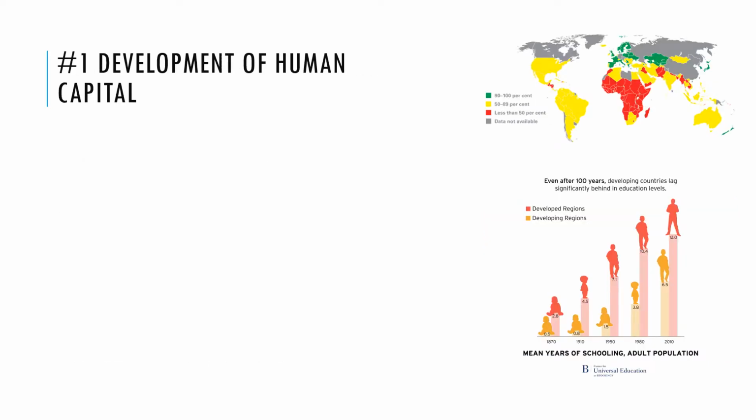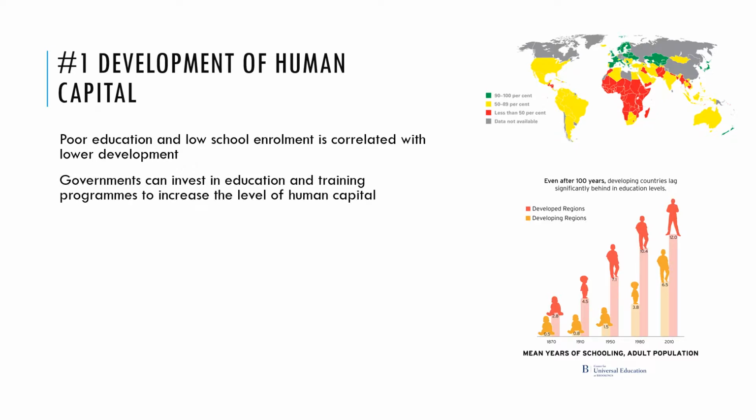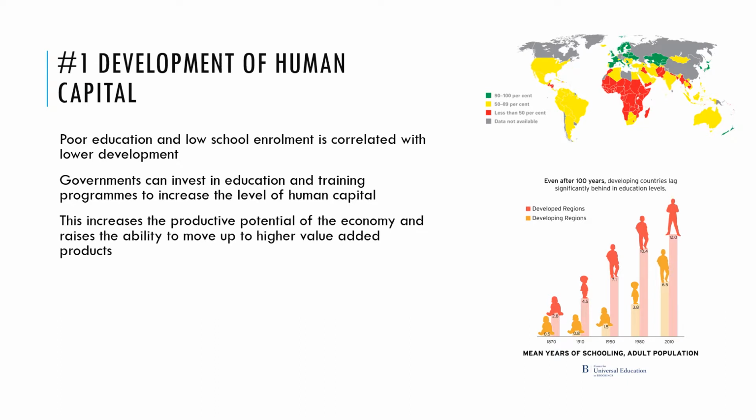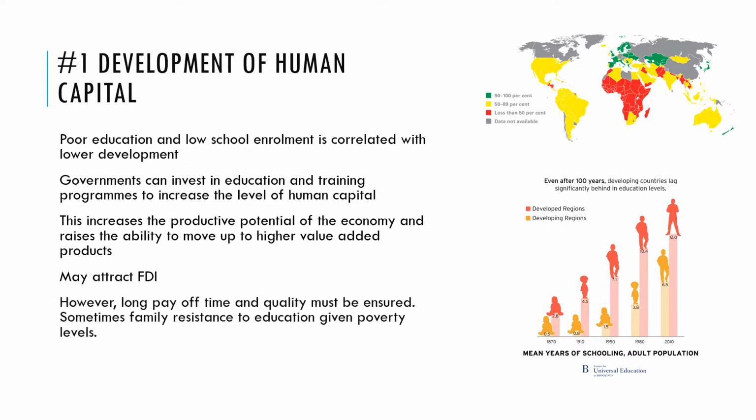So our first interventionist strategy is the development of human capital. Poor education and low school enrollment is correlated with lower development. Governments may invest in education and training to improve the level of human capital. This will increase the productive potential of the economy and raise its ability to move up to higher value-added products. It may also attract FDI from foreign multinationals.